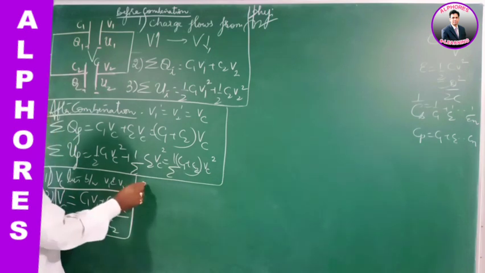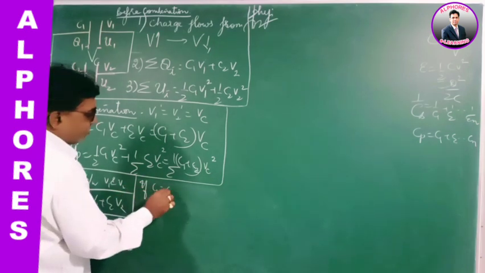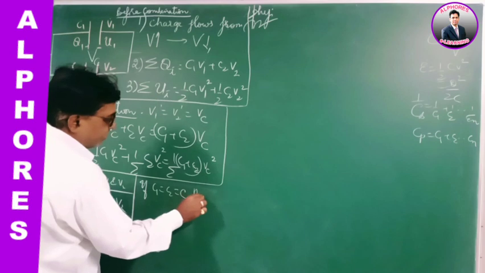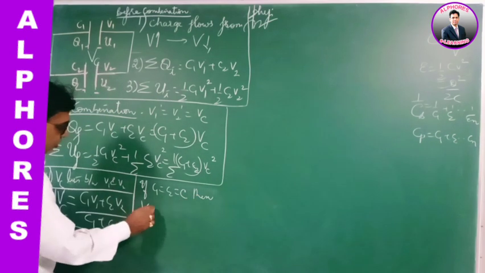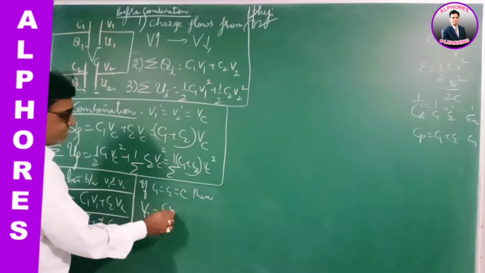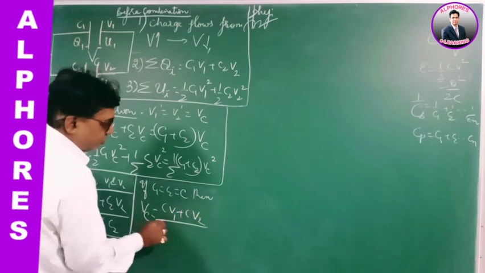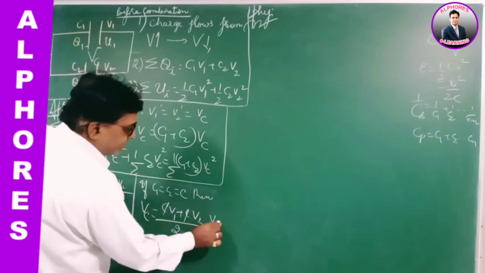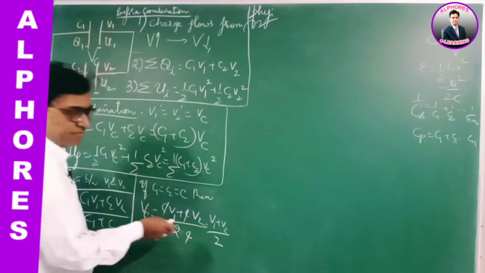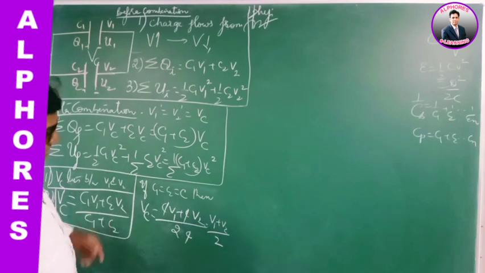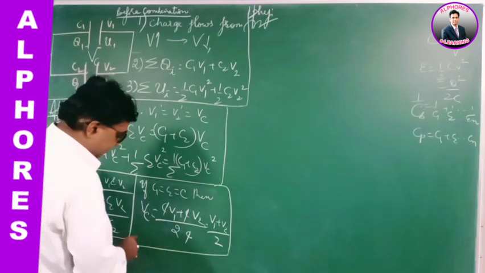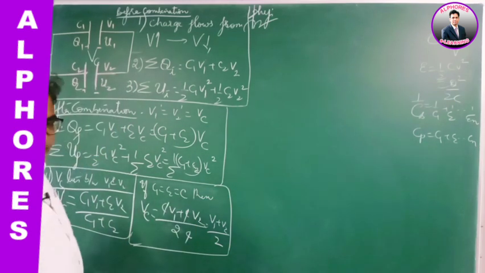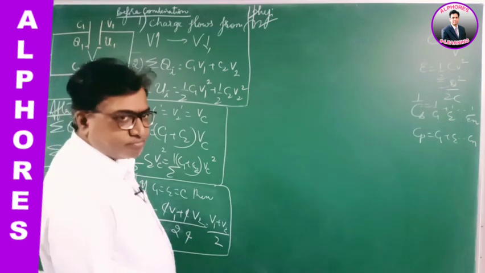Now in this one, if C1 is equal to C2 is equal to C, then the common potential we will get is (CV1 + CV2) by (C + C). Well, C + C I can write as 2C. All these will get cancelled. It's (V1 + V2) by 2, the average. If the capacitors are equal, the resultant potential is the average of the individual potentials.